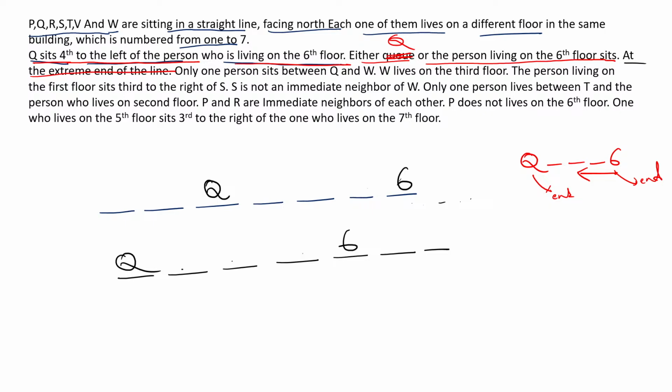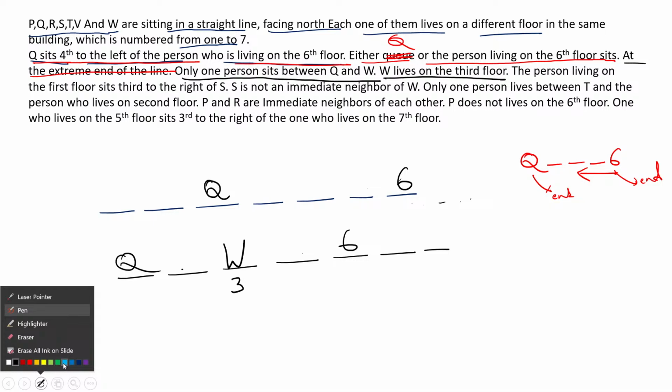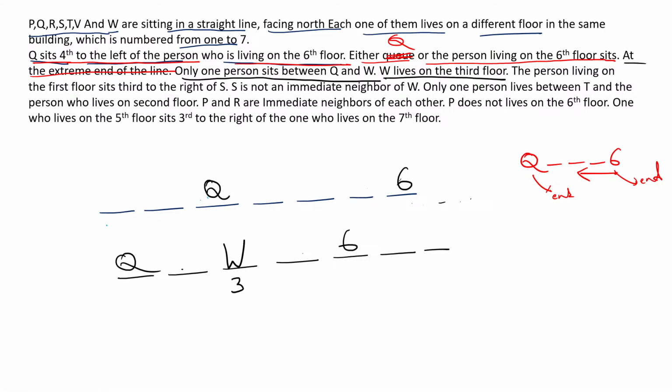Next one. Only one person sits between Q and W, and W lives on the third floor. So see here, in the second case, if you want to drive, you are going to get only one possibility here, and we know W is on the third floor. But if you are taking the above one, like if you are taking here, you are going to get two possibilities.